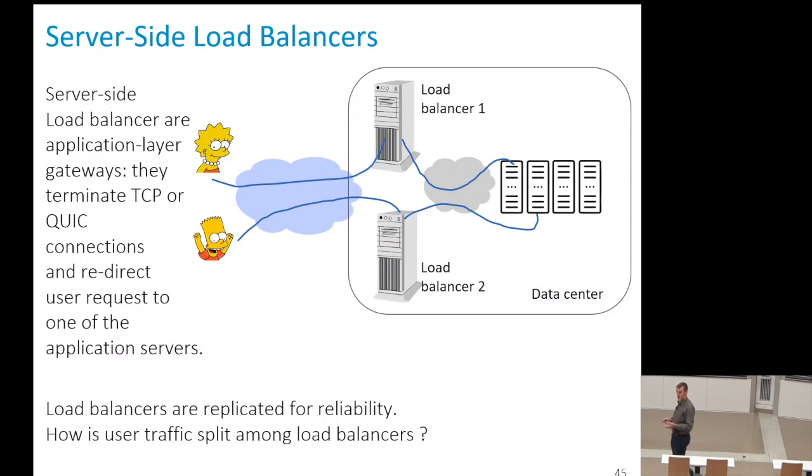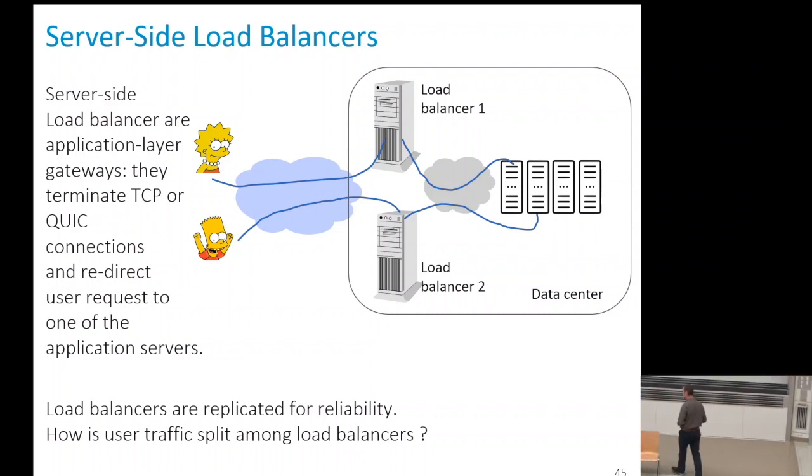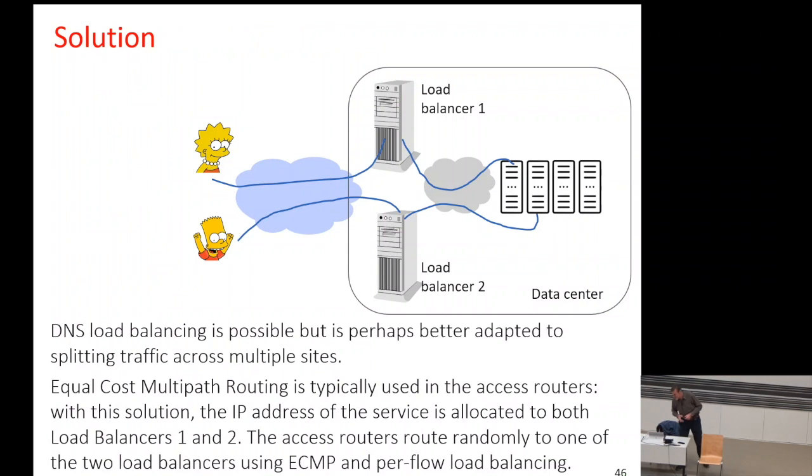Using the DNS, so we could manipulate the DNS. For www.google.ch, for example, we could put two different addresses that correspond to those two machines, and that would have the effect. So we can use DNS load balancing. Very often something else is done. DNS load balancing is typically used for splitting traffic across sites.